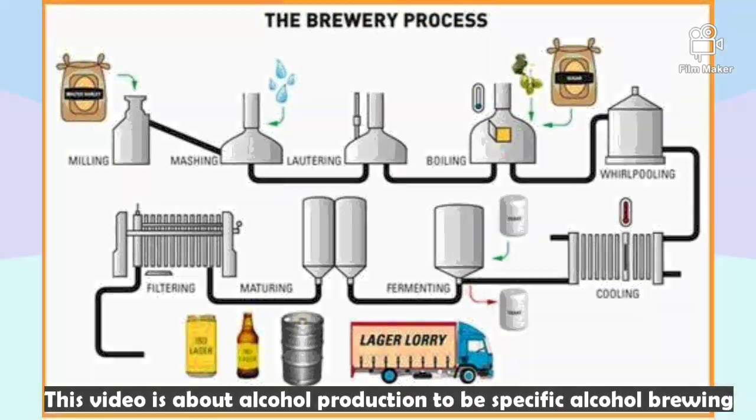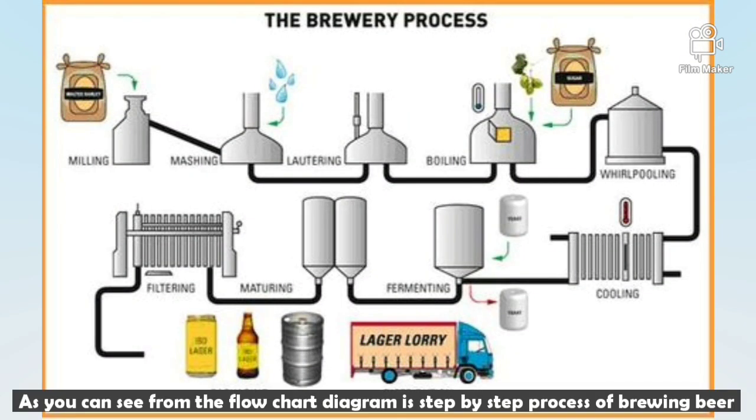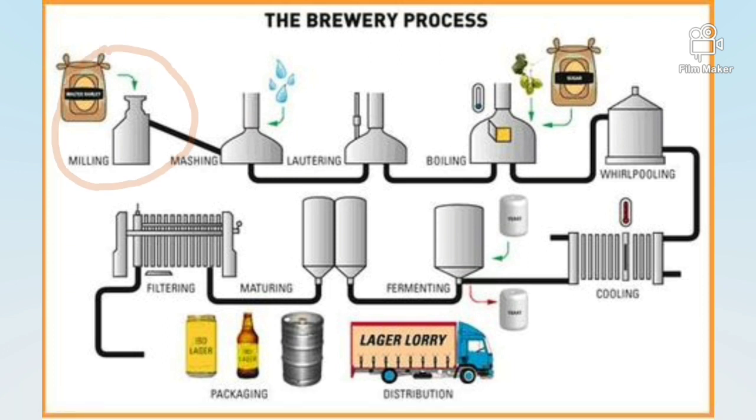This video is about alcohol production, to be specific, alcohol brewing. As you can see from the flowchart diagram is the step-by-step process of brewing beer. Step 1 is milling, Step 2 is mashing, Step 3 is lautering, Step 4 is boiling, Step 5 is whirlpooling, Step 6 is cooling, Step 7 is fermenting, Step 8 is maturing, Step 9 is filtering, and Step 10 is packaging and distribution.